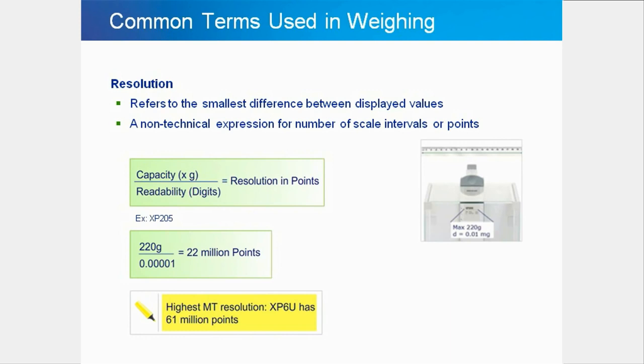Resolution refers to the smallest difference between displayed values. It can be compared to the dividing marks on a shop scale at the butcher's. Resolution is a non-technical expression for the number of scale intervals or points. For example, XP6U has 61 million points.